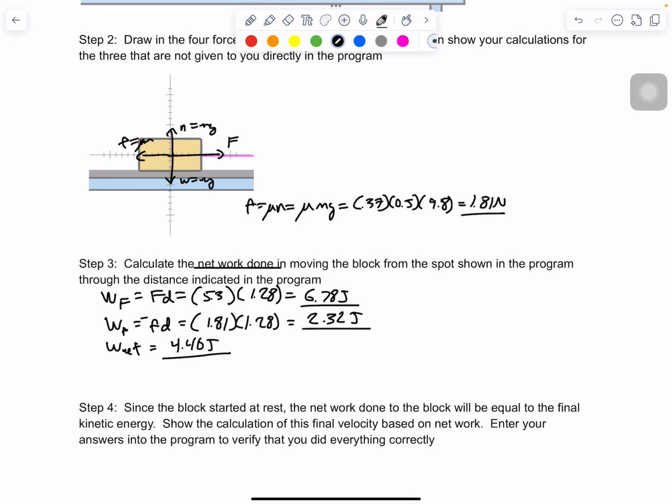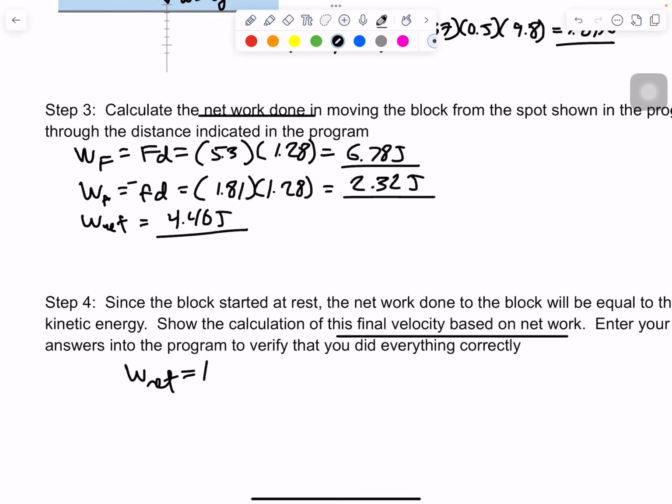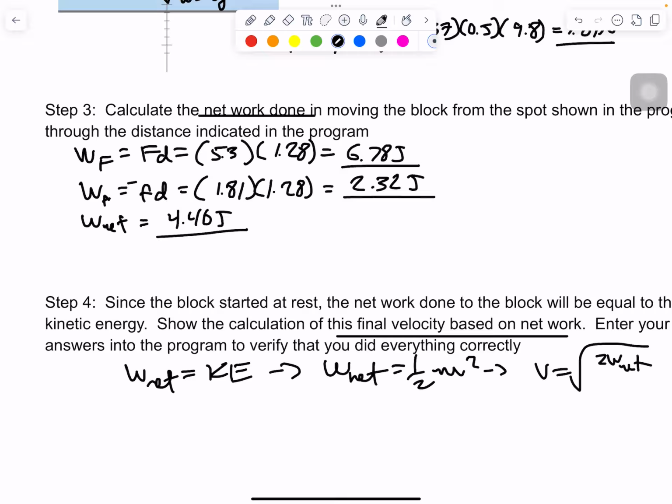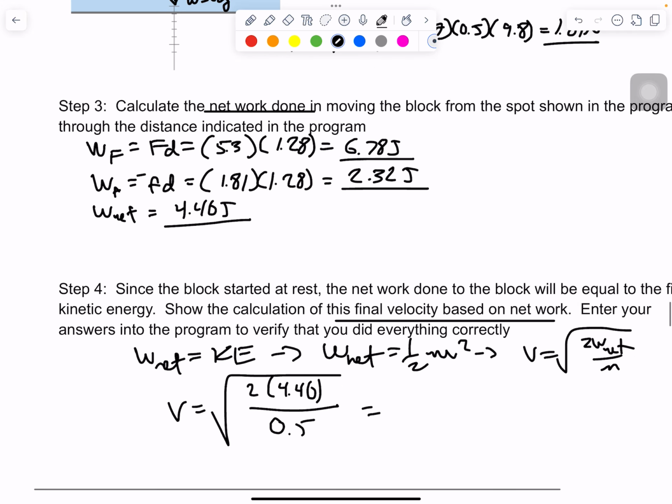Now, from the net work, we're going to find the final velocity. So net work, again, is equal to a change in kinetic energy, which, since you're starting from rest, is equal to your final kinetic energy. So your net work equals 1/2 mv squared, and v is the square root of 2 times the net work divided by the mass. So again, we're plugging into the same thing. So 2 times 4.46 over the mass, which I was given as 0.5. So times 2 divided by 0.5, square root, about 4.22 meters per second.